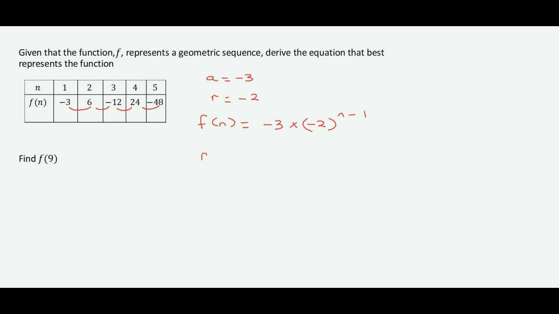So for f of 9, we have -3 multiplied by -2 to the power of 8. So this is going to give us -3 multiplied by 256, which is -768. So f of 9 is equal to -768.